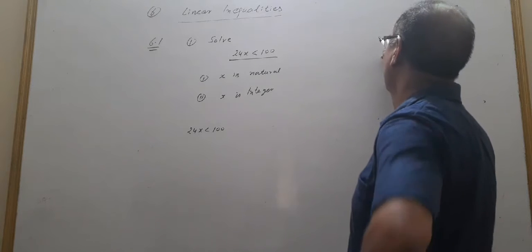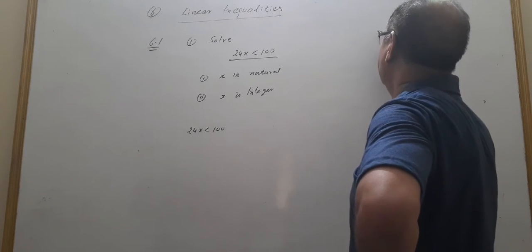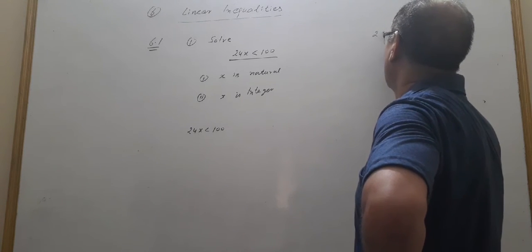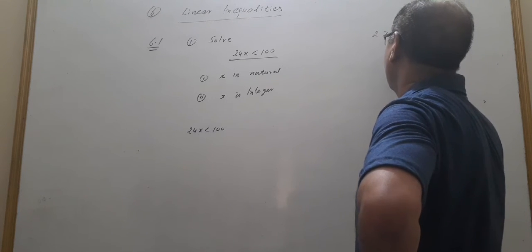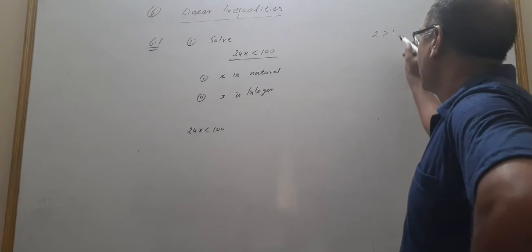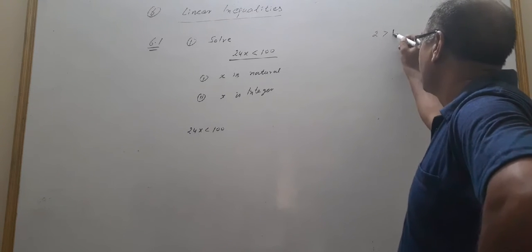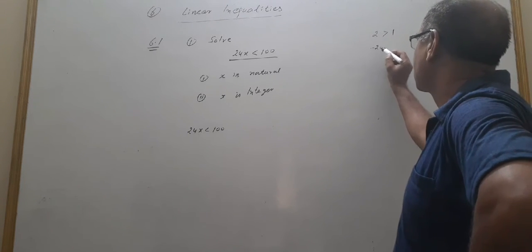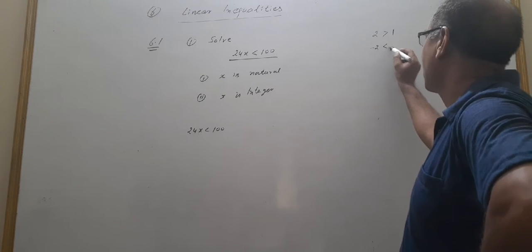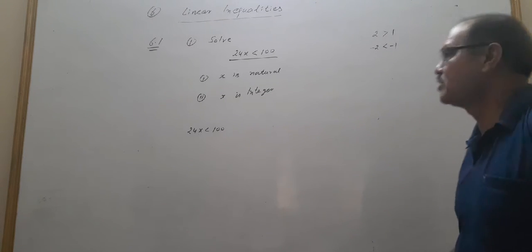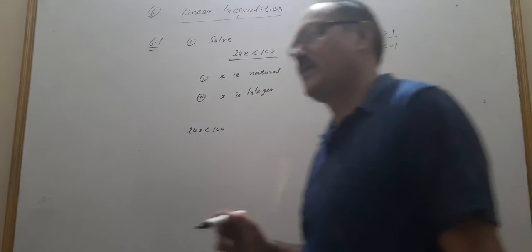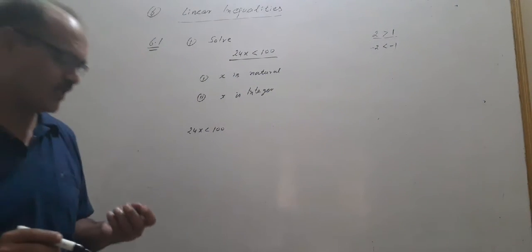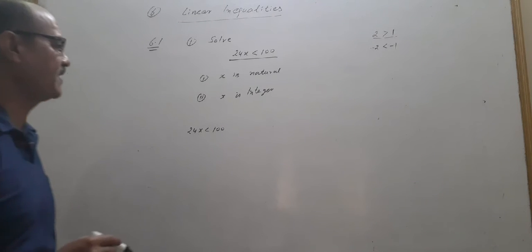In case of inequality, if I write 2 is greater than 1, is it clear? If I multiply this by minus or divide by minus, the sign of inequality changes its position because 2 is greater than 1 but minus 2 is less than minus 1. So the sign of inequality will change its position when we divide or multiply by minus.